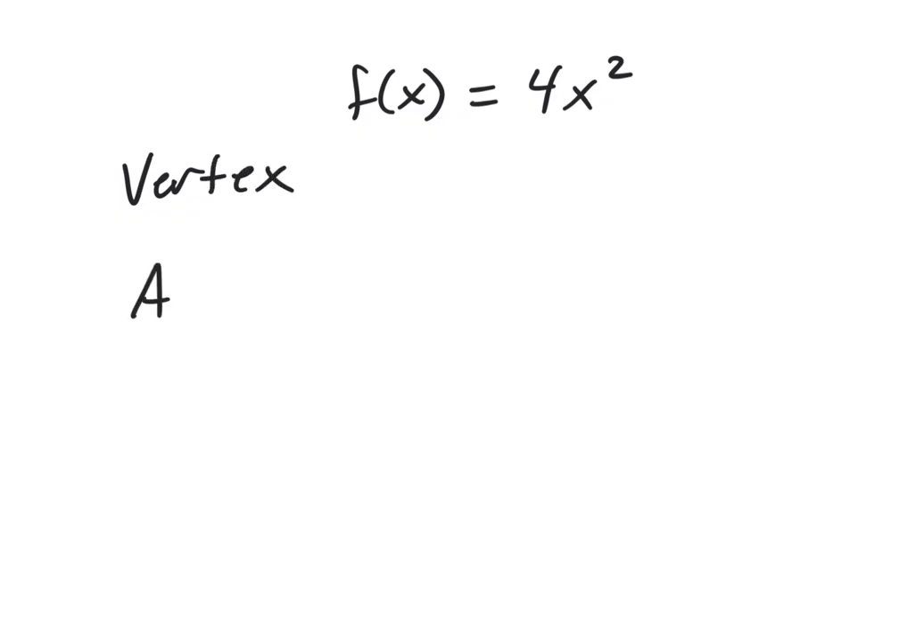Okay, if I gave you one like this, f of x equals 4x squared, and I ask you what the vertex and the axis of symmetry is going to be.